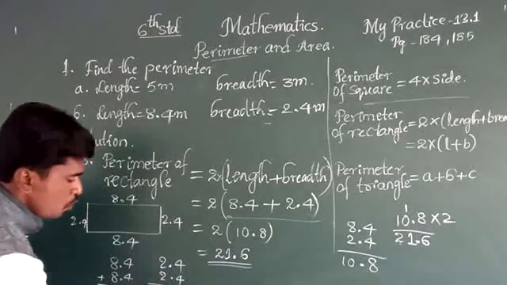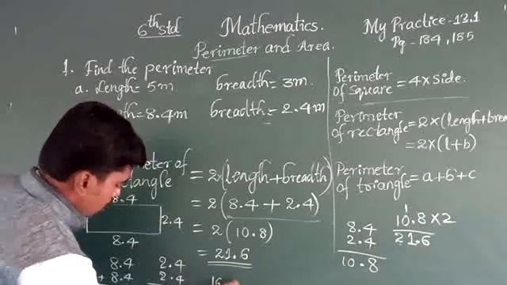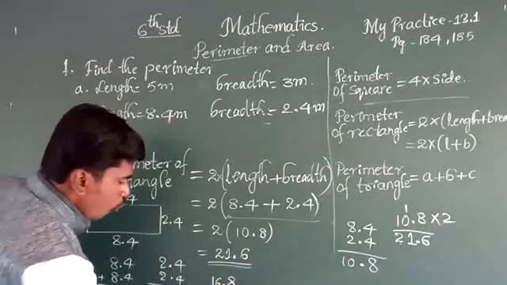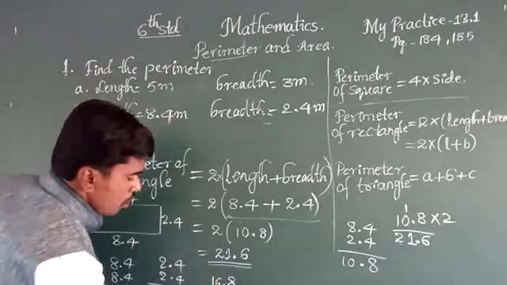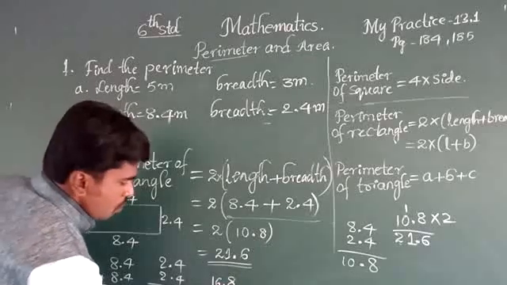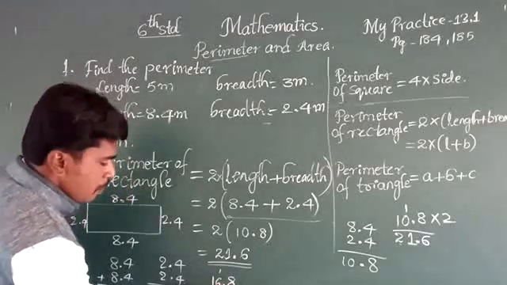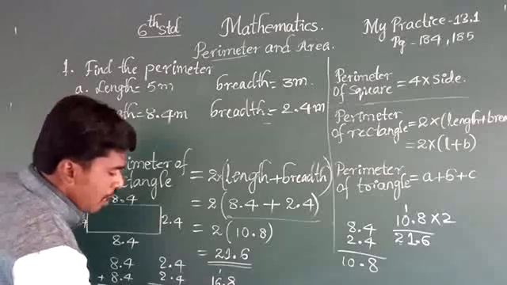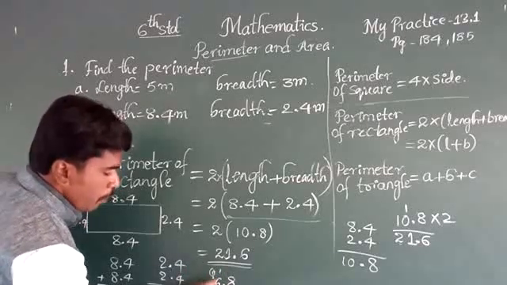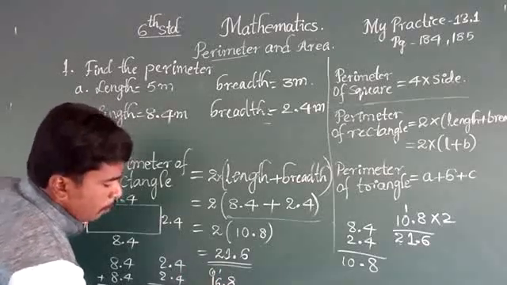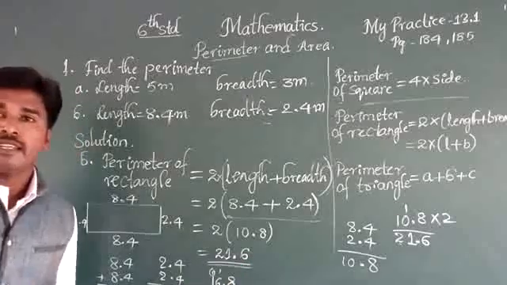Now you add these two. That is 16.8 and 4.8. How much? 8 plus 8 becomes 16. 1 carry. 6 plus 4, 10 plus 1, 11. 1 carry. 1 plus 1 is 2. 21.6. You got the same answer.